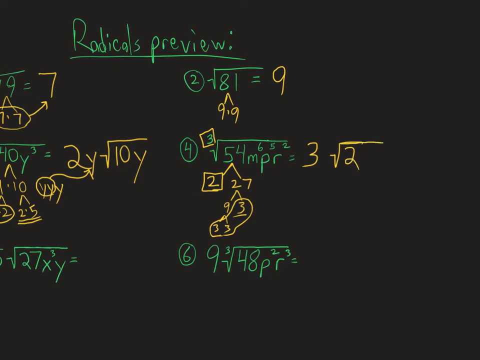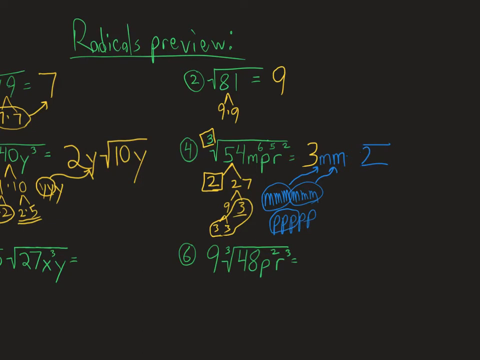Now I can work on all those variables. M to the 6th, it's a cube root, so that's 2 groups of 3. Let's give ourselves a little more space. I can pull out 1 m, pull out another m, and of course those will need to go together, become an m squared. P to the 5th, there's 1 group of 3 in that P to the 5th. So we can pull a P out as well.